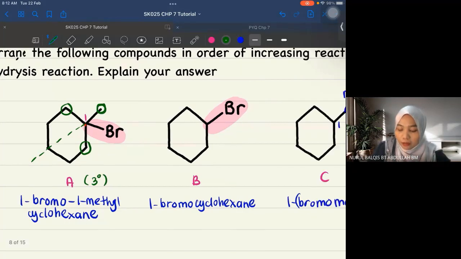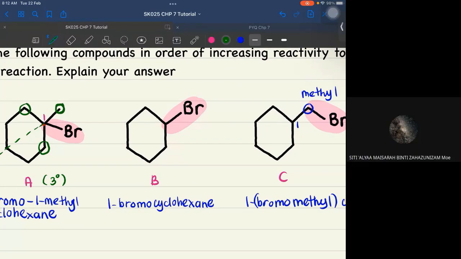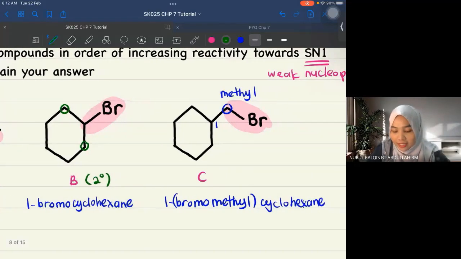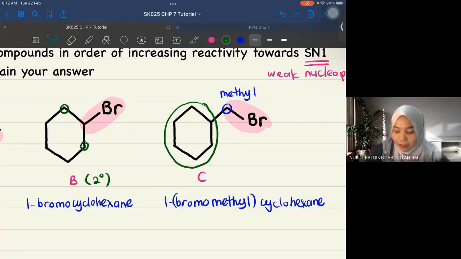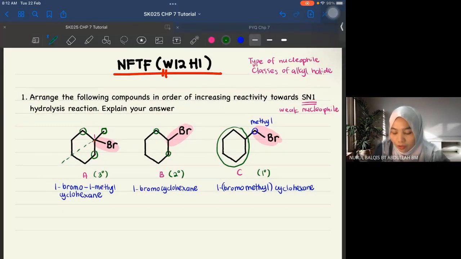Okay, what about compound B, 1-bromocyclohexane? What is the class of alkyl halide? Secondary, because you got 2 carbon attached to it. So this is secondary alkyl halide. What about the C? Primary. Yes, primary. Okay, so as for SN1, because it involves 2 steps mechanism, which of these 3 compounds do you think will favor SN1 mechanism? Who's got the highest reactivity towards SN1 mechanism?